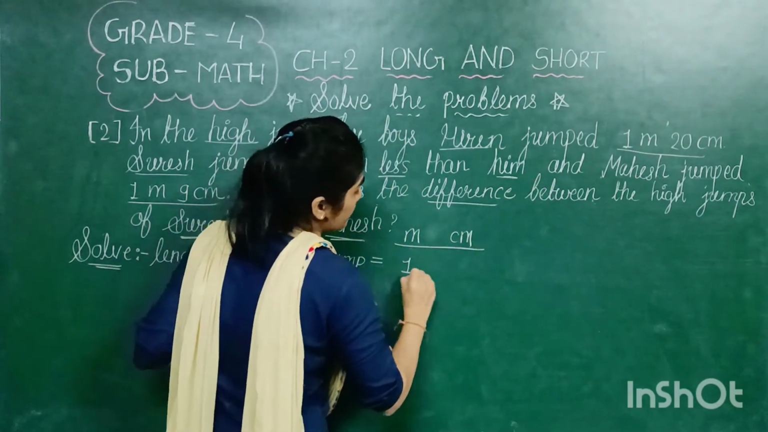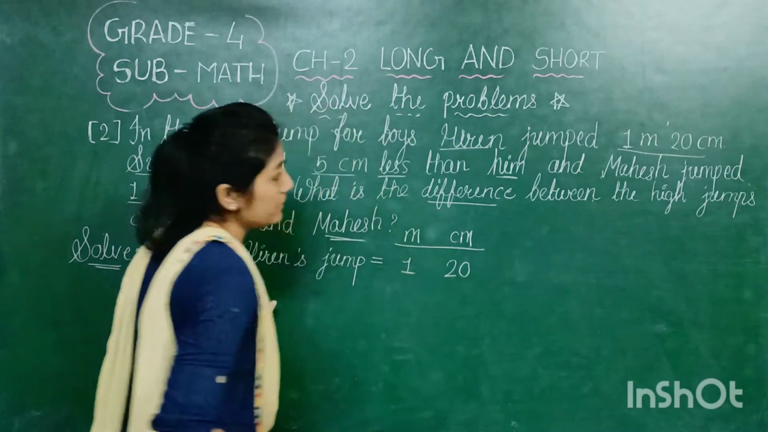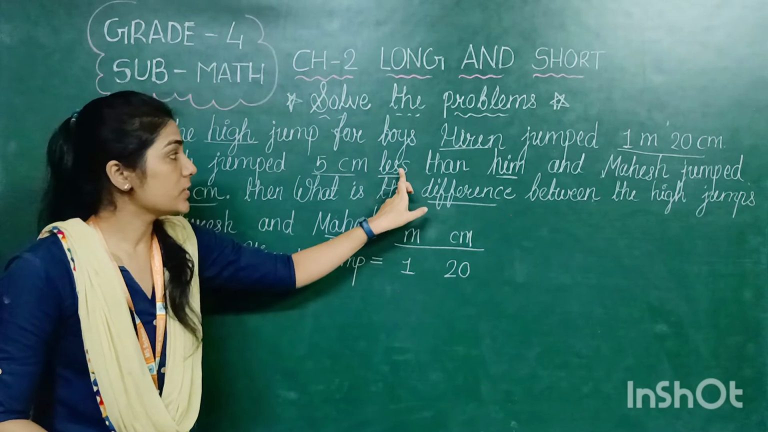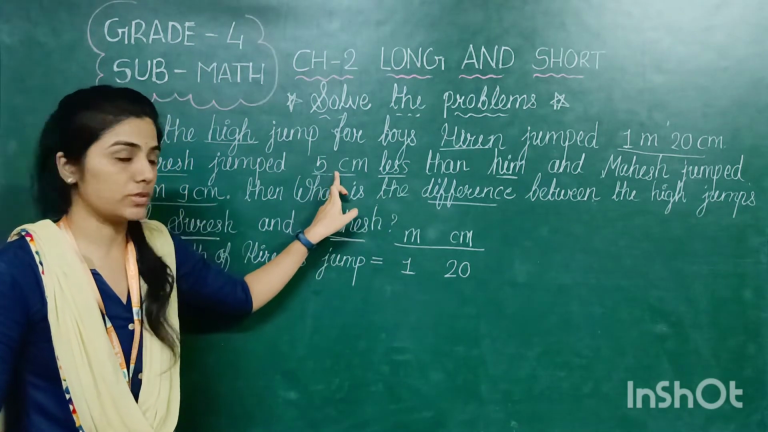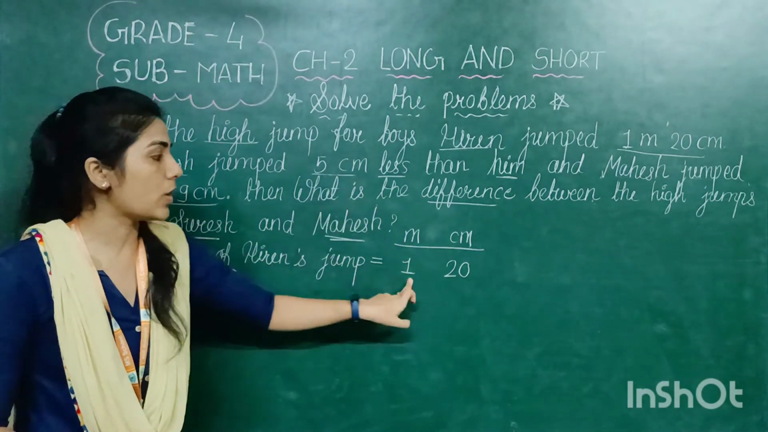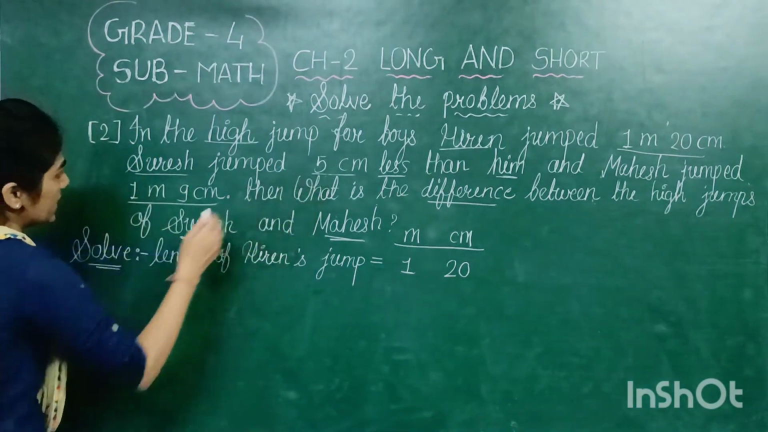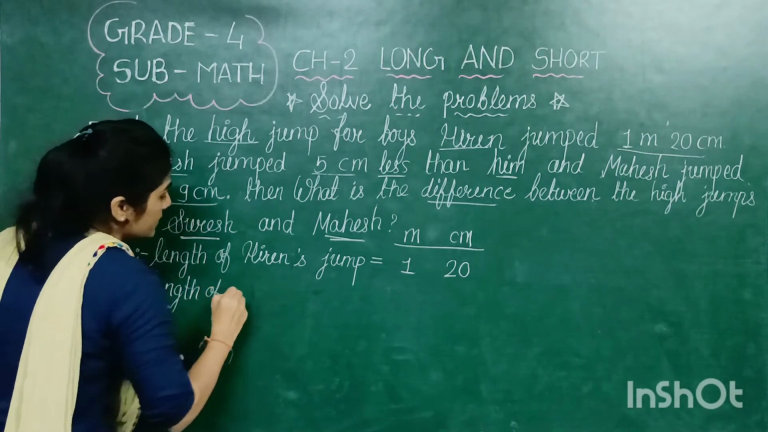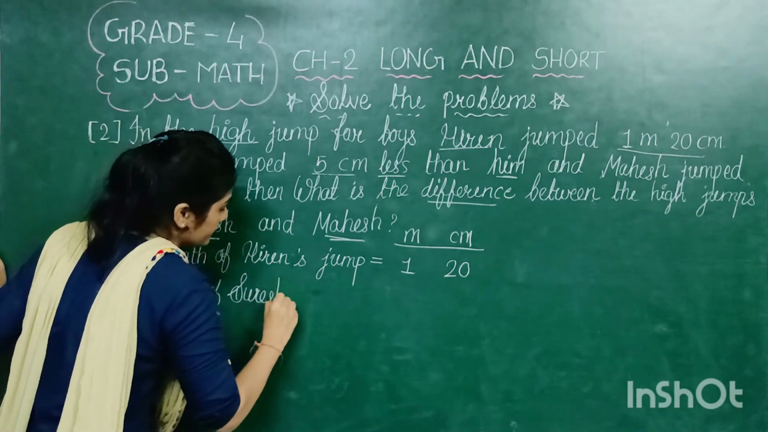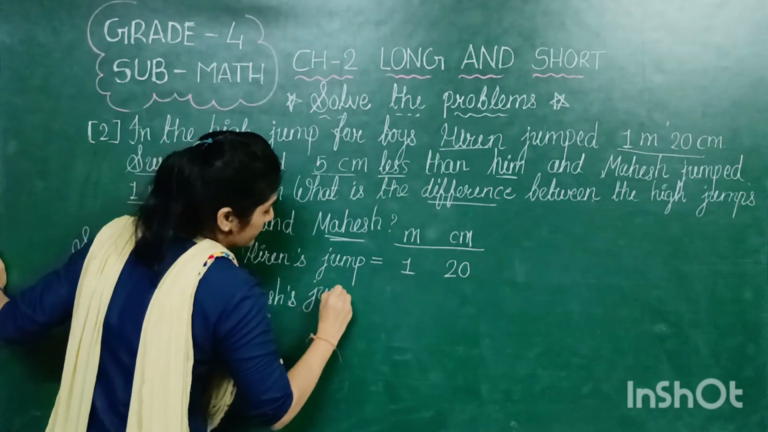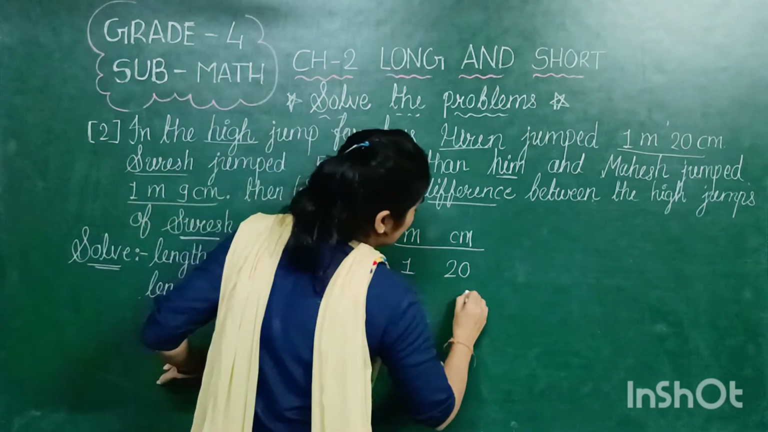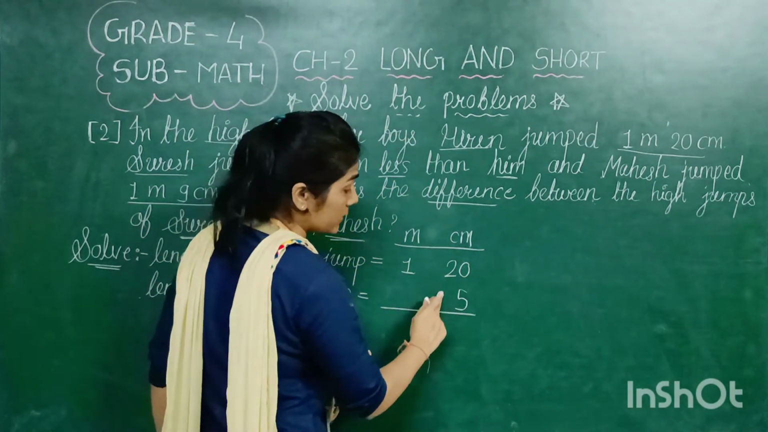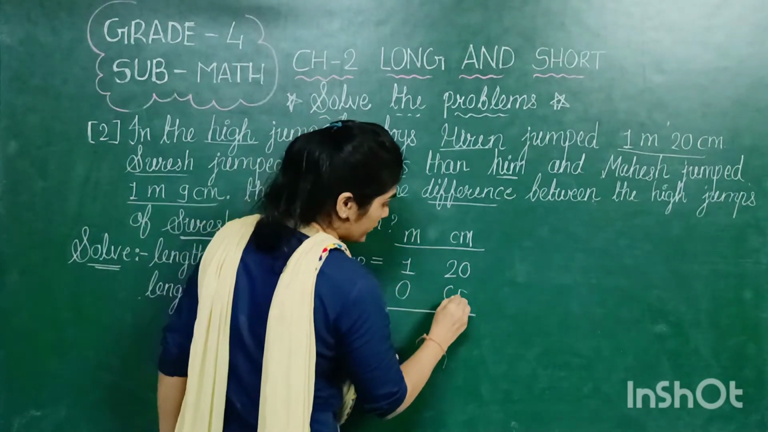So 1 meter and 20 centimeter. Now 5 centimeter less word is given. So obviously we have to do subtraction. Means we need to subtract this 5 from this. And this 5 is of Suresh. So length of Suresh's jump, which is given 5 centimeter less. So 5 will come in centimeter. There is no any number here, so you can put 0 for your easiness.